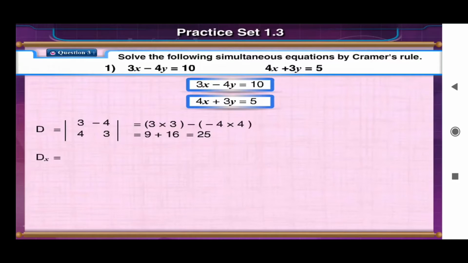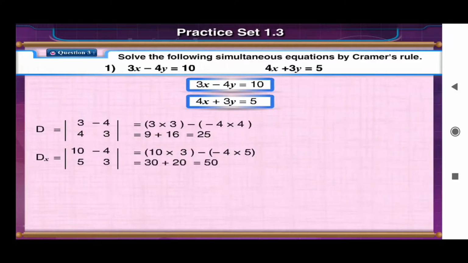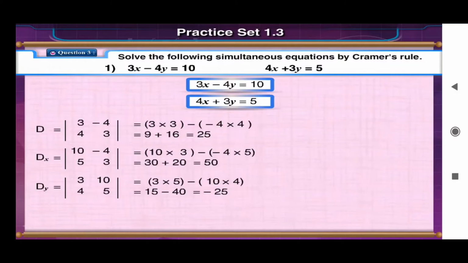Dx is equal to determinant of 10, -4, 5, 3, that is equal to 10 into 3 minus -4 into 5, which is equal to 30 plus 20, that is equal to 50. Dy is equal to determinant of 3, 10, 4, 5, which is equal to 3 into 5 minus 10 into 4, that is equal to 15 minus 40, that is equal to minus 25.